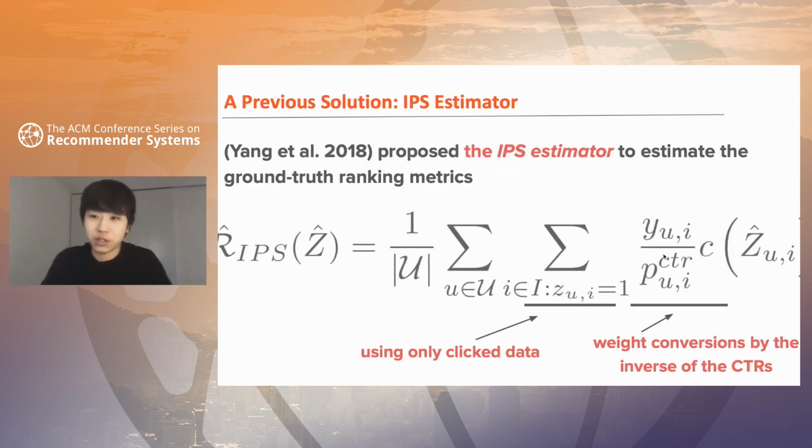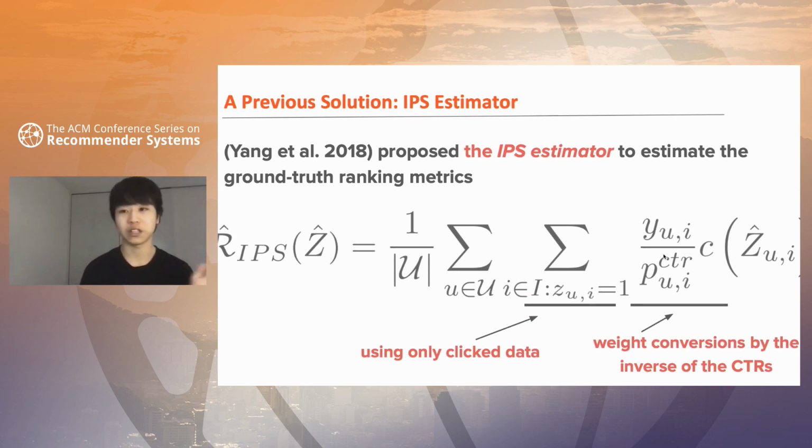A previous famous, popular solution for this offline evaluation is the IPS estimator, the inverse propensity score estimator, originally proposed in causal inference. This estimator was proposed in a previous RecSys paper. The previous RecSys paper proposed to use this estimator to estimate the ground truth ranking measure using only biased implicit feedback. But this kind of estimator can be easily extended to our two-stage user feedback setting.